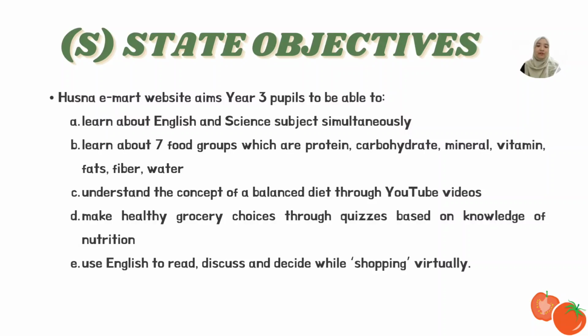Next, for State Objectives, my website aims for Year 3 pupils to be able to learn about English and science subjects simultaneously. So this is considered cross-curricular learning. And then they should also be able to learn about 7 food groups which are protein, carbohydrate, mineral, vitamin, fats, fiber, and water. They should also be able to understand the concept of a balanced diet through YouTube videos and make healthy grocery choices through quizzes based on knowledge of nutrition. And then lastly, they should use English to read, discuss, and decide while shopping virtually.